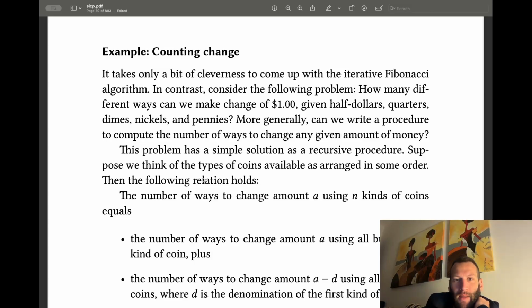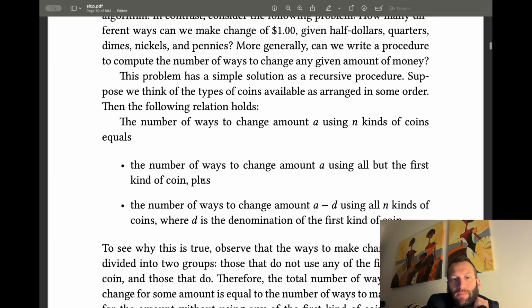This problem has a simple solution as a recursive procedure. Suppose we think of the types of coins available as arranged in some order. Then the following relation holds. The number of ways to change amount A using n kinds of coins equals the number of ways to change amount A using all but the first kind of coin, plus the number of ways to change amount A minus D using all n kinds of coins, where D is the denomination of the first kind of coin.